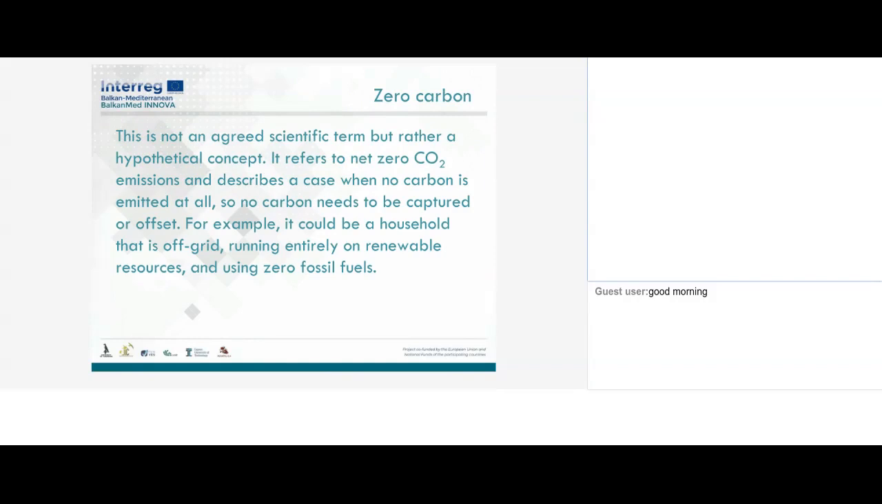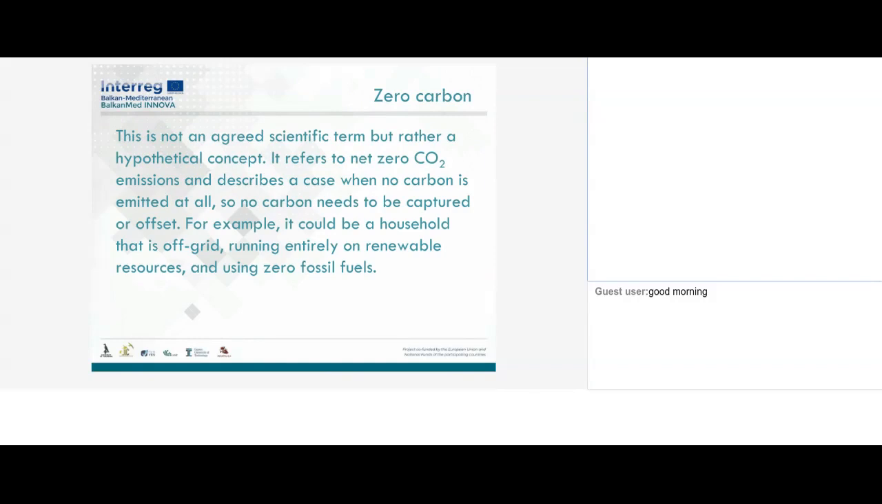For example, that could refer to a household that is off-grid, a household that is in a forest, for example, a household that is running entirely on renewable resources and uses zero fossil fuels.